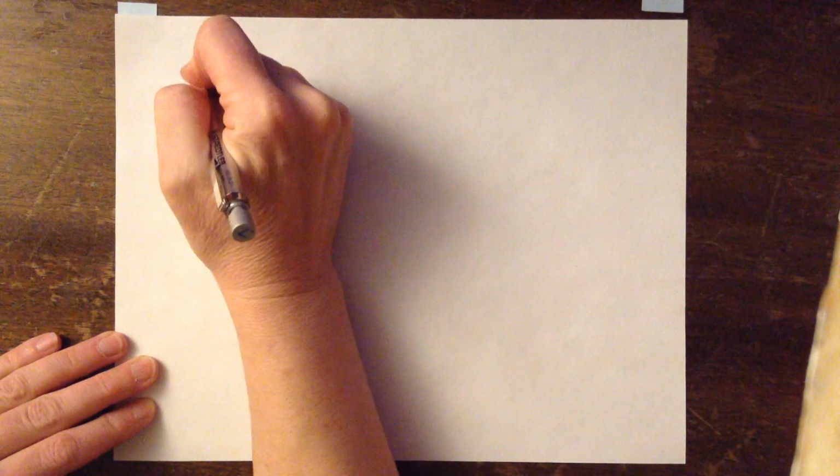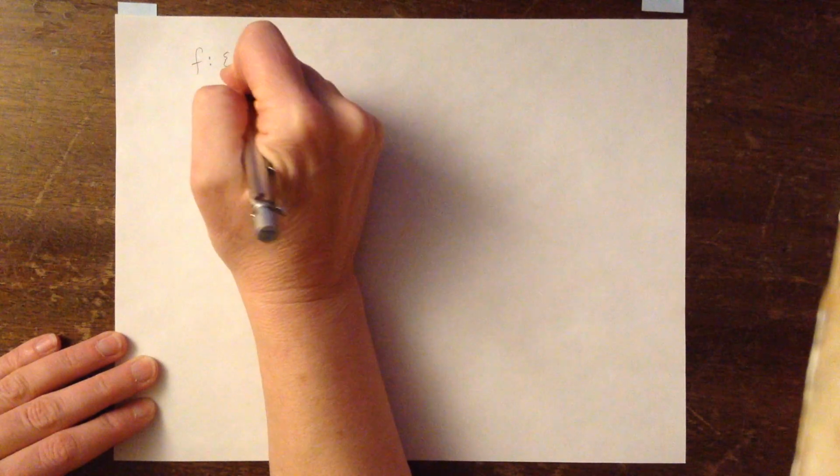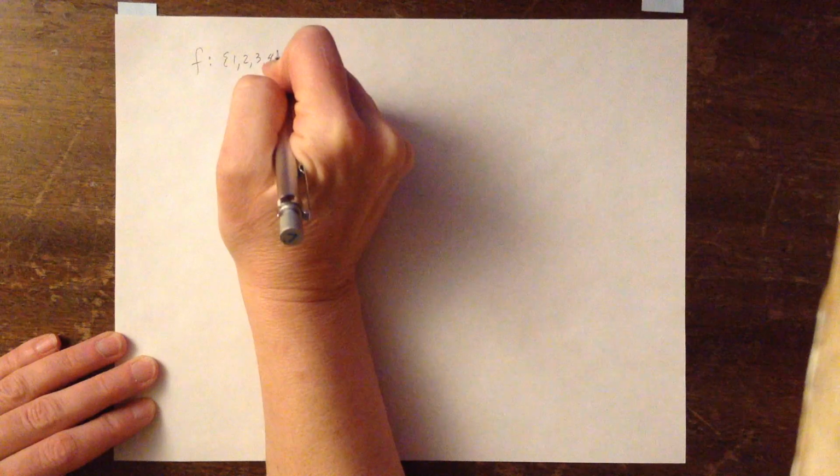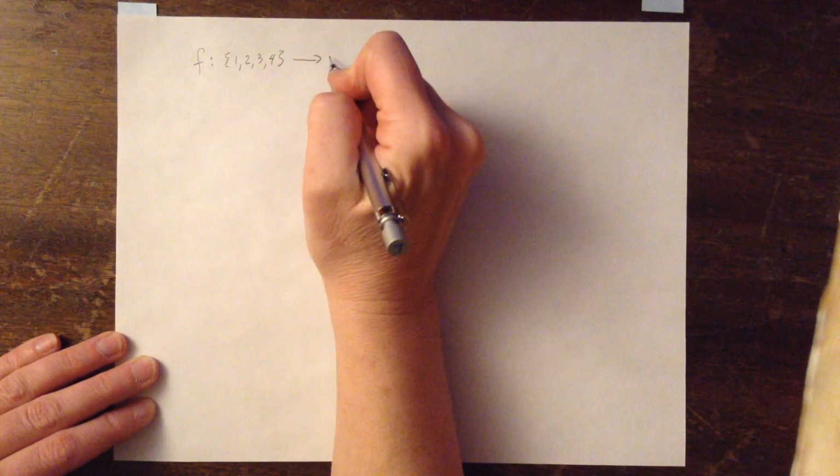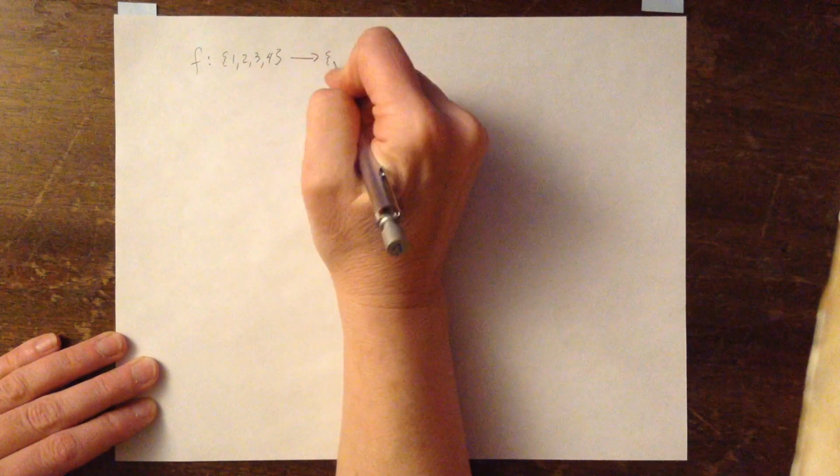Okay, today's topic is surjective functions. So, let's look at a couple of functions here. If you remember, a function is a rule, I'm going to call this one F, that sends every element in a set to one and only one element in some other set, or the same set. So I'm going to do A, B, C.